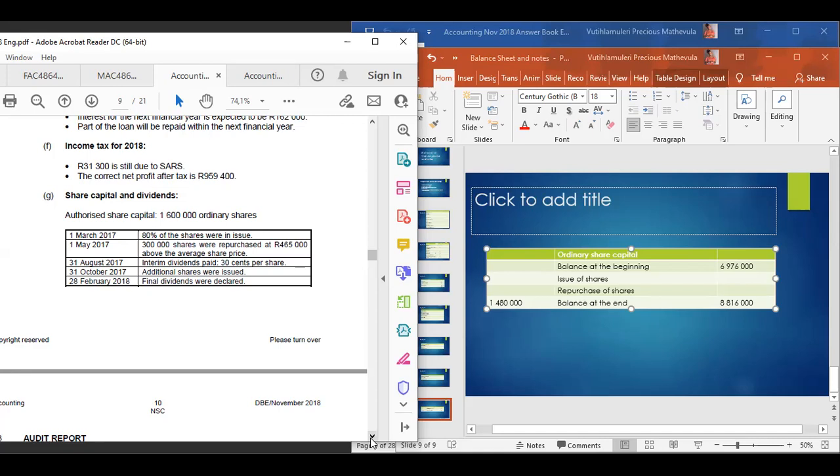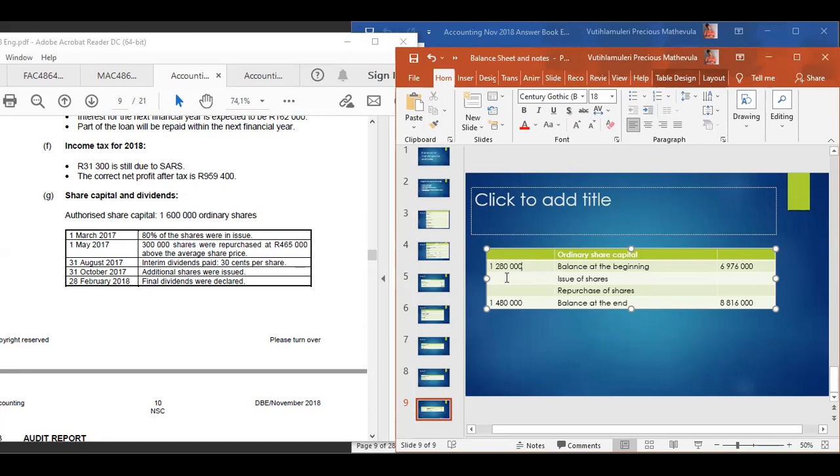Is the maximum, the total number of shares that we can issue to the public. It's 1,600,000 shares. So they're telling us that on 1 March 2017, 80% of the shares were in issue, right? So we're going to take 1,600,000 times 80% to find the number of shares, right? So we get 1,280,000. So this is what we're going to write here. We're going to write 1,280,000. So that is the number of shares that were issued at the beginning of the year.